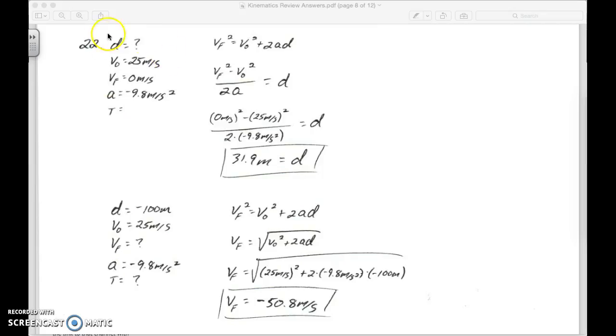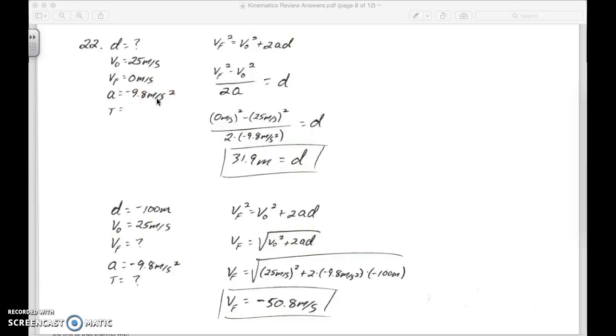And these are the kinematics variables for that. The initial speed when it's thrown is 25 meters per second. At the maximum height, the VF is 0 because it stops for just a moment, an instant, before coming back down, and the acceleration, as always, is negative 9.8 meters per second squared.